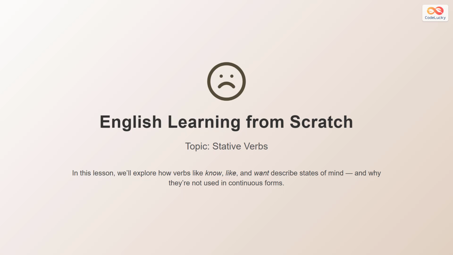Stative verbs are an important part of English grammar. They describe states, feelings, and thoughts, not actions. In this lesson, you will learn what stative verbs are, when to use them, and why they are not used in continuous forms. By the end, you will understand how verbs like know, like, and want behave differently from action verbs.